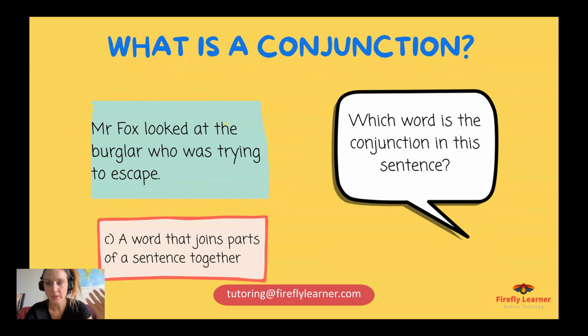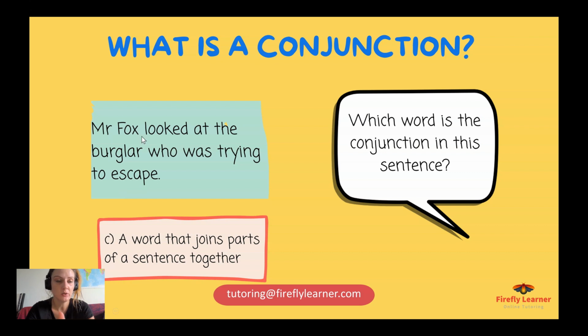We can call those parts of a sentence clauses. Each clause has to have its own verb. And if you join two clauses together, we use a conjunction to join them into one sentence. So in this particular sentence, Mr. Fox looked at the burglar who was trying to escape. Mr. Fox is the subject. He's the one that's doing the verb.